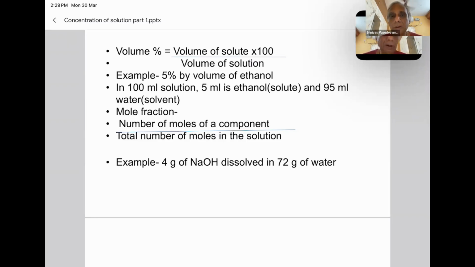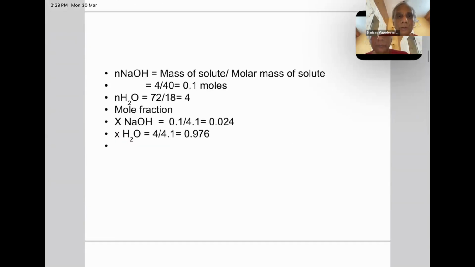Then mole fraction. It is the number of moles of component divided by total number of moles in the solution. For example, I want to find out the mole fraction of 4 grams of sodium hydroxide dissolved in 72 grams of water. First, find out the number of moles of solute and solvent.